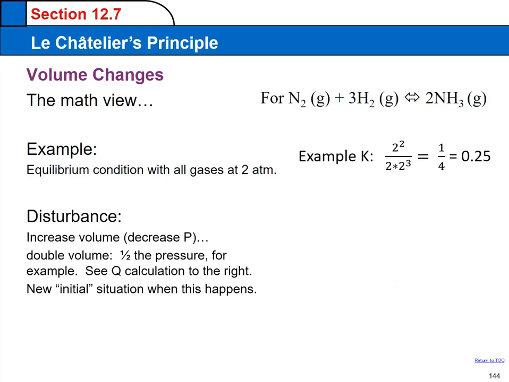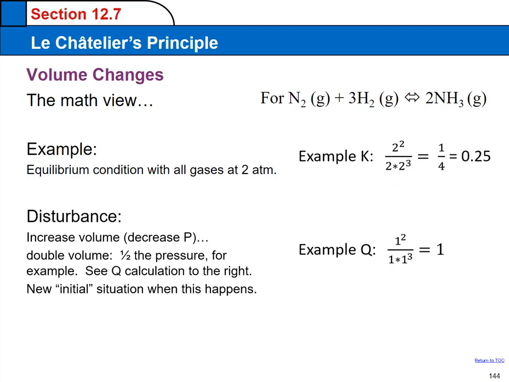All right, so what happens now if we were to increase the volume, and that means you're expanding the system, the pressure all goes down. Which way would it shift? Well, if you're at half the pressure or twice the volume, let's think about what would our new initial situation look like, our non-equilibrium situation. Well, that means everything would be cut in half in terms of the pressure. So instead of being 2 atmospheres, it's 1.